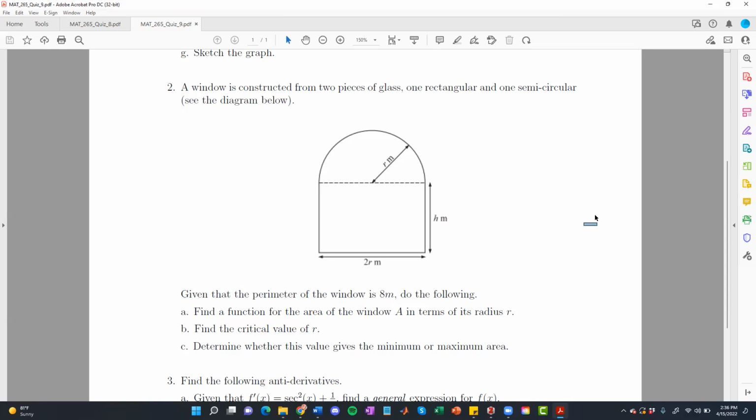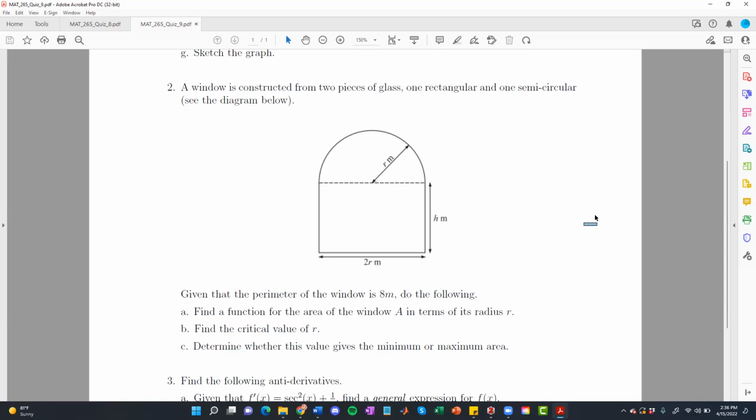Where do I go from here? You would solve for H. Which one for H? The perimeter, because you know that's equal to 8. That's the only one I know that has a value. So let's do that. We got 2R plus 2H plus pi R equals 8.